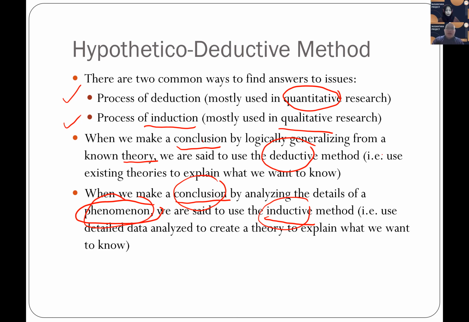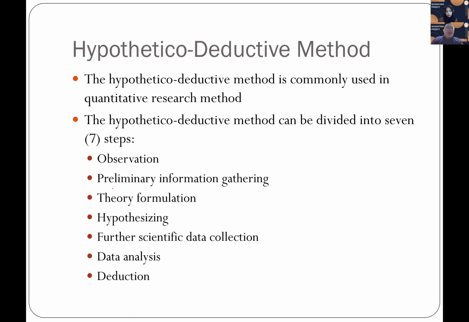Like I mentioned, deduction is using theory to explain what we want to know. Induction is we create a theory based on what we observe. So in short, repeating what I mentioned earlier, deduction is we come out with a conclusion based on the theory. Induction is we come out with a conclusion based on observations of a certain phenomenon. All right, so in order to carry out the hypothetical deductive method, we need to use 7 steps.